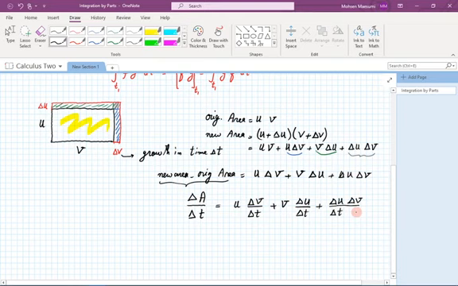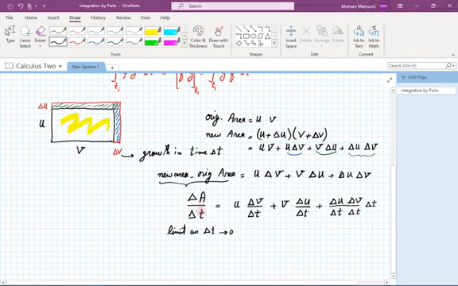This one looks a bit odd. There are 2 deltas up here and only 1 in the denominator. Maybe we can make it look a bit nicer by dividing by delta t and multiplying by delta t. Now everybody has a delta t and everything looks nice. Now we go ahead and take the limit as delta t approaches 0, or just becomes a small quantity.